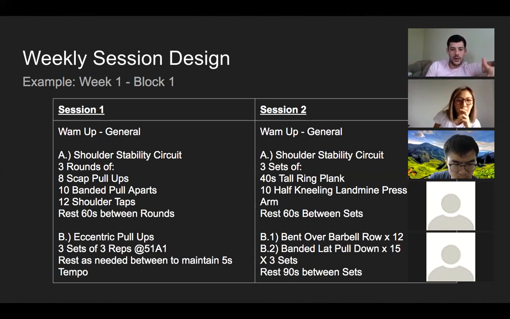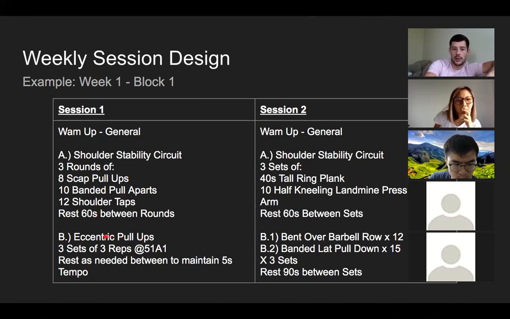So we spoke about the density in the last one, 2 times a week. So we got 2 sessions. What we were looking to do is improve shoulder strength and stability. And your reps, you were trying to keep the volume relatively high. The intensity was relatively low, so it's not super, super hard work. So what we've got in the first week, shoulder stability circuit: scapular pull-ups, banded pull-aparts, shoulder taps, just shoulder stability exercises, 3 rounds of those, 60 seconds rest in between.